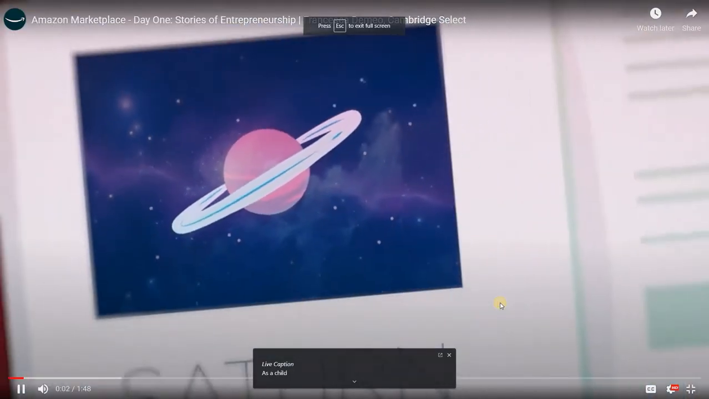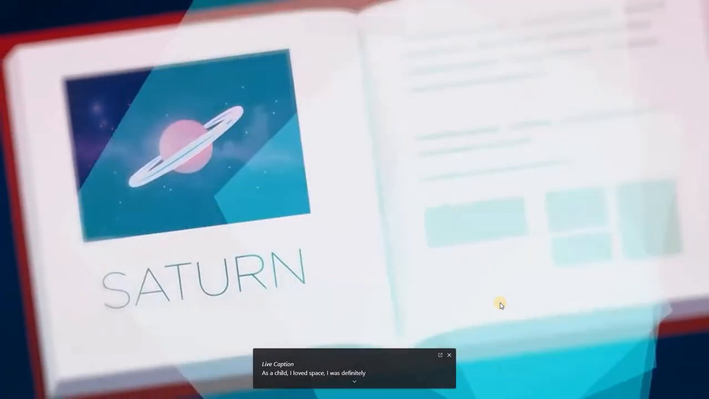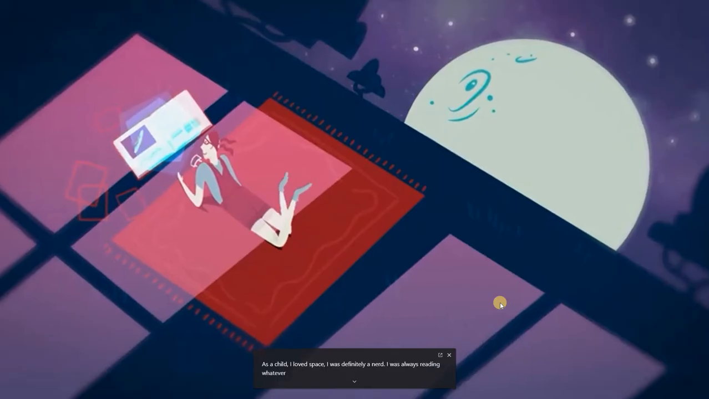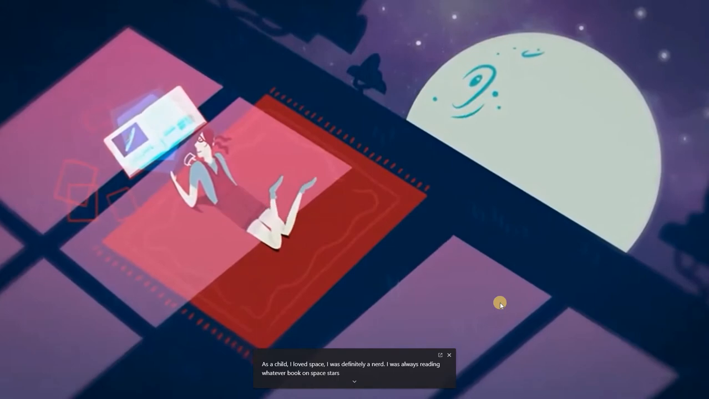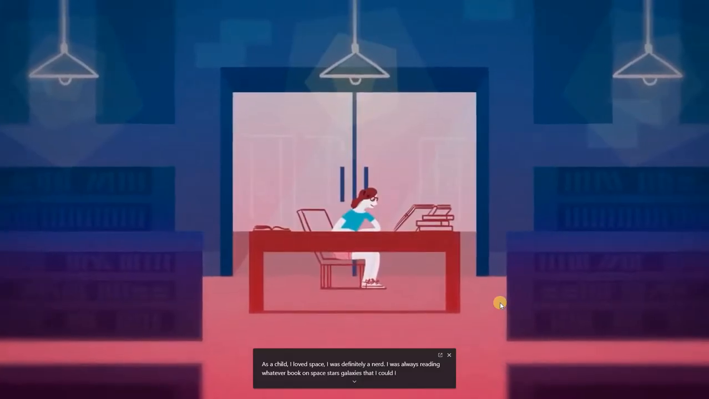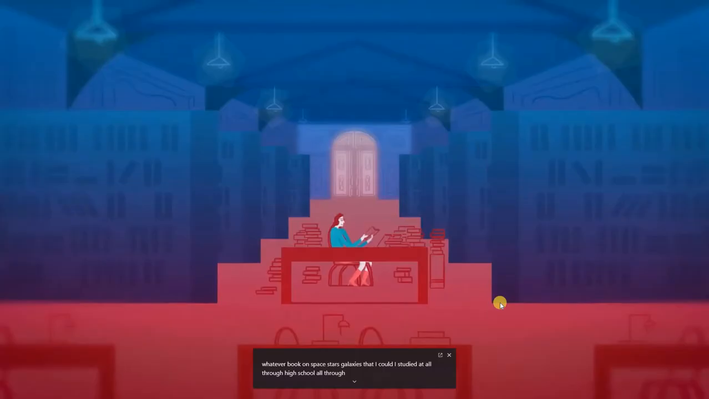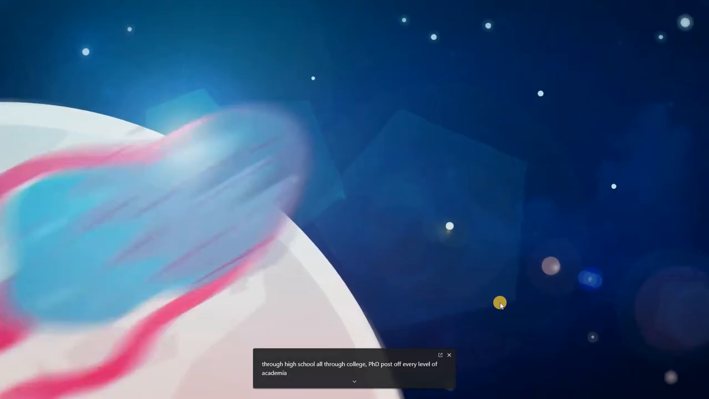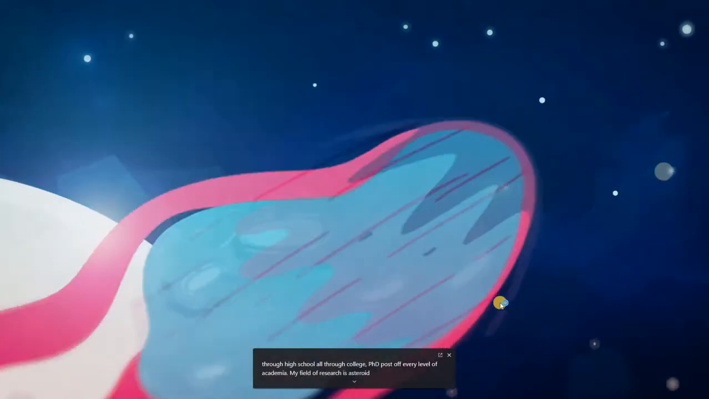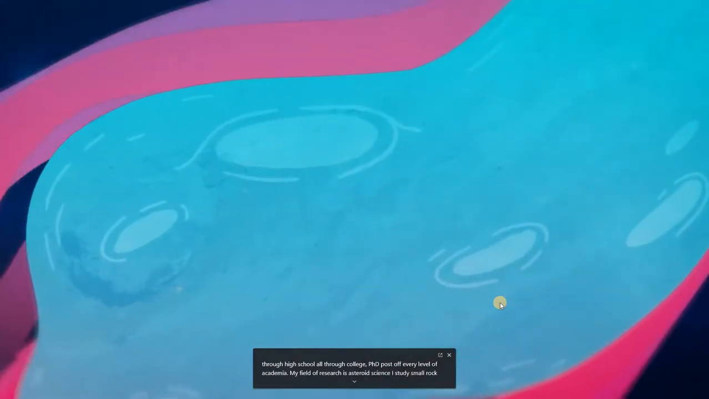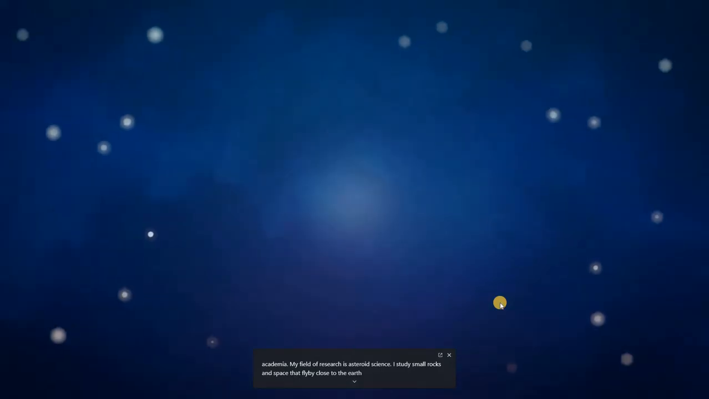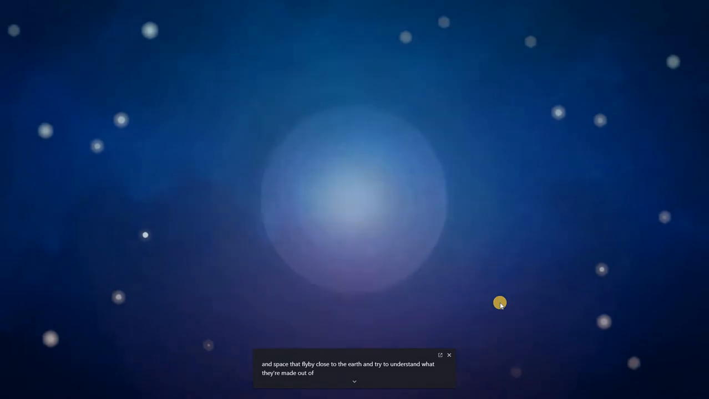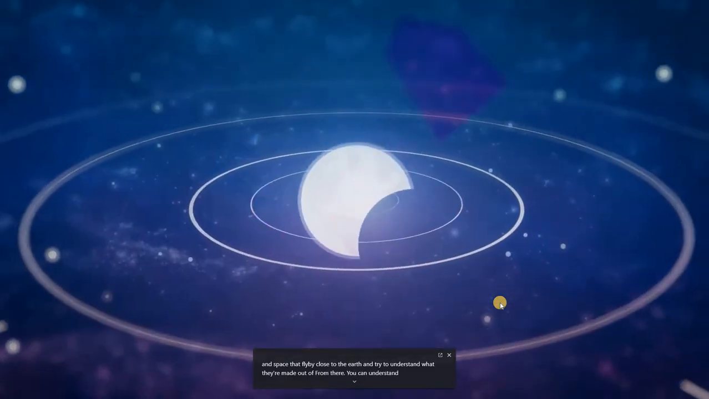As a child, I loved space. I was definitely a nerd. I was always reading whatever book on space, stars, galaxies that I could. I studied it all through high school, all through college, PhD, postdoc, every level of academia. My field of research is asteroid science. I study small rocks in space that fly by close to the Earth and try to understand what they're made out of. From there, you can understand, you know, the history of the solar system, how it formed, where we all came from.